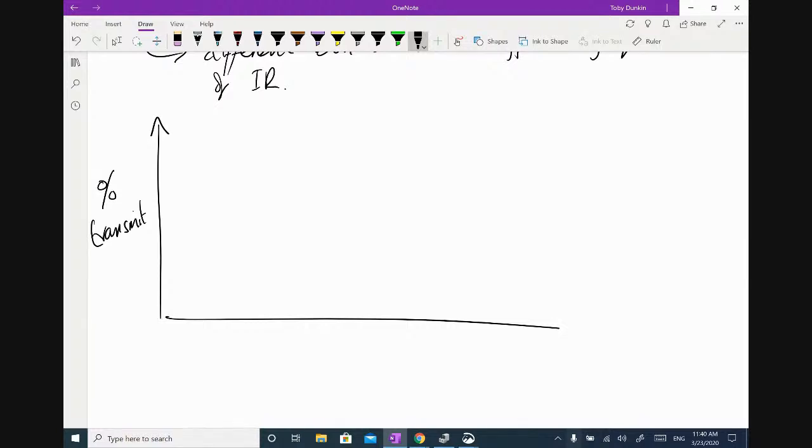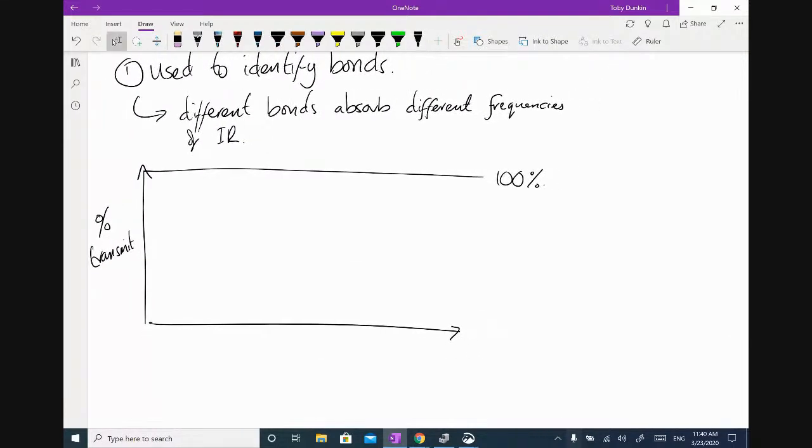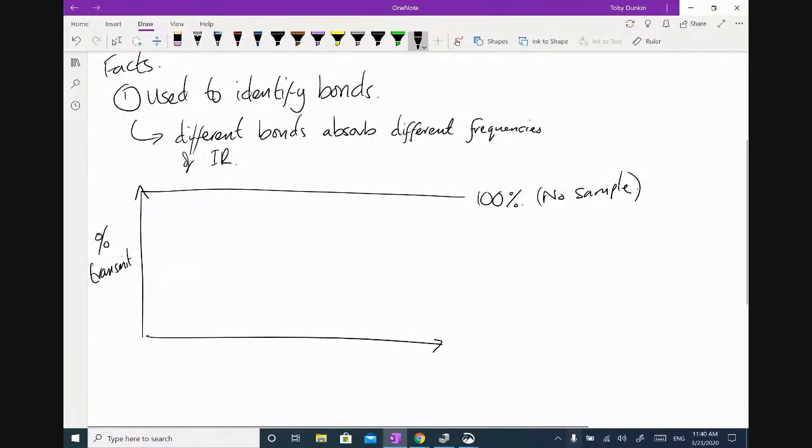It's percentage transmittance, not percentage absorbance. So what that means is if you were to put a cuvette into the machine and it was empty, zero absorbance, your graph would read 100% across the top. That is what the graph would look like if you have no sample. It means the graph's kind of upside down. You're seeing these troughs, not peaks, but troughs in this particular type of analysis.